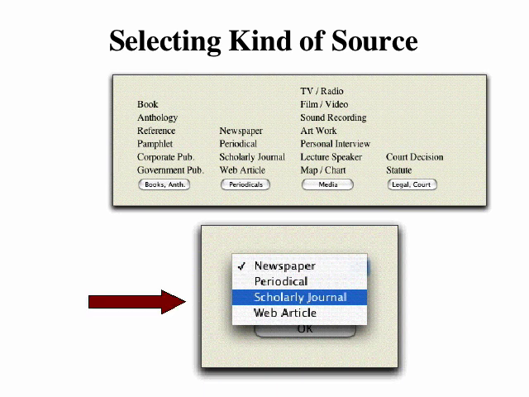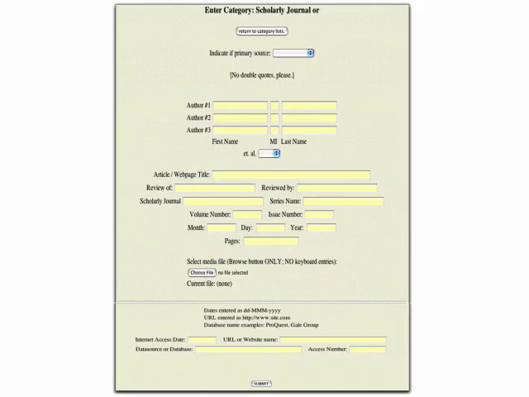A pull-down menu will appear from which you will choose the specific kind of source you used. Sources with similar bibliographic formats are grouped together. Here, periodicals was clicked and scholarly journal was chosen. Click OK. A screen will appear with text boxes to enter requested information for the type of source you identified. The example here is for a scholarly journal.